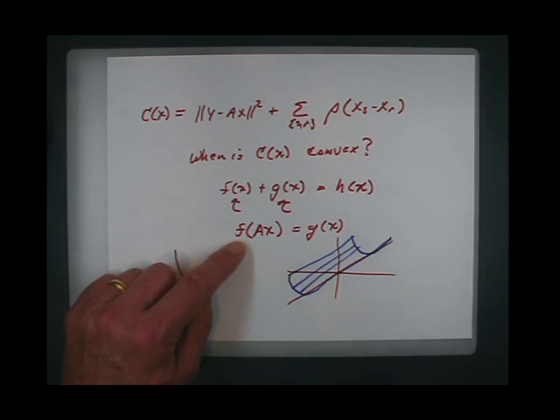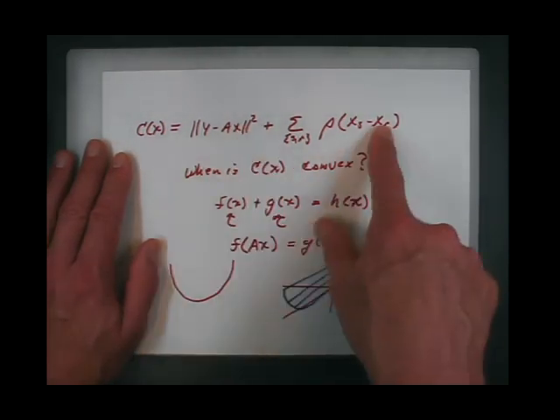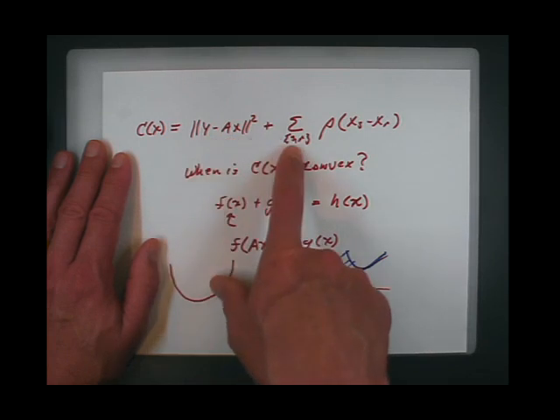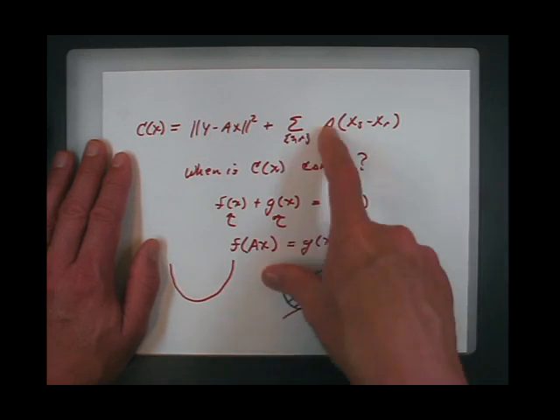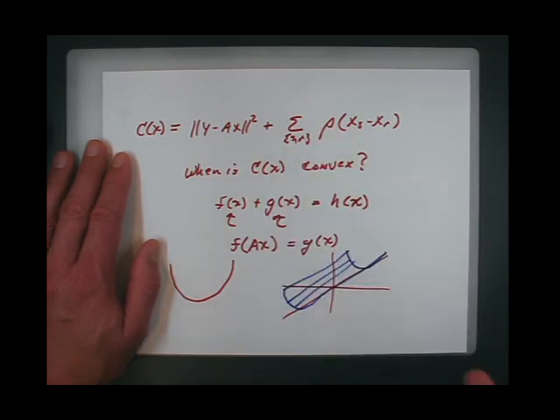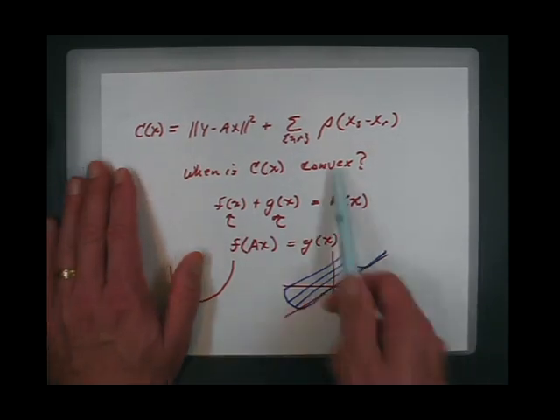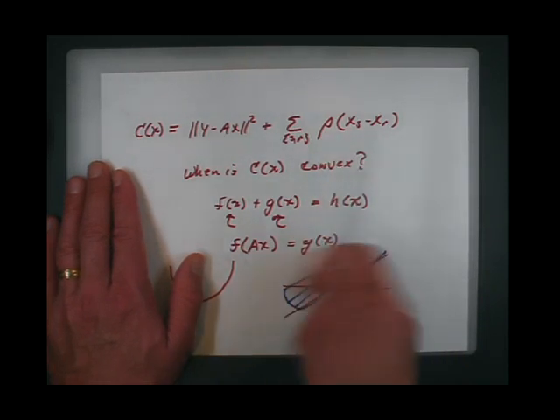So the sum of convex functions is convex, and a convex function evaluated on a linear transformation of x is a convex function. How do you use these to show that this general thing is convex? You have the norm of y minus Ax squared plus a sum over all pixel pairs of rho of x_s minus x_r. Well, if rho is not convex, this is pretty hopeless. It's hard to prove. I'm sure you can come up with some crazy counterexample, but in practice, if rho is not convex, this is probably not going to be a convex function. But if rho is a convex function, then this has to be a convex function.